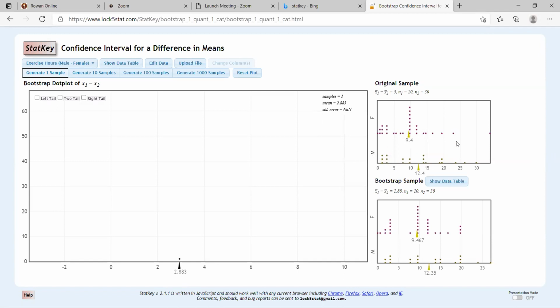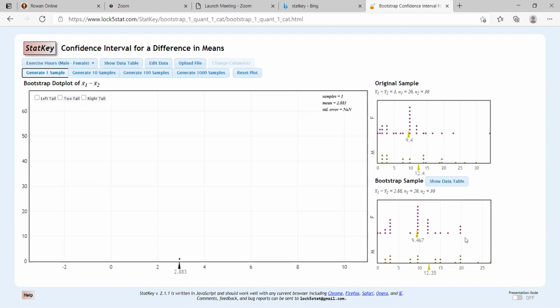All right. So, for example, in the original sample, group 1 has 20 males. That means there's 20 dots here for the men. And N2 is 30, so there are 30 females. There's 30 dots for the females. If you averaged all 20 of the male responses, the average male said 12.4 hours. The average of 30 females is 9.4. M and F represent male and female. The difference between the two sample means is 3. You can see up here, x1 bar minus x2 bar is equal to 3. That's 12.4 minus 9.4 is 3. Okay?